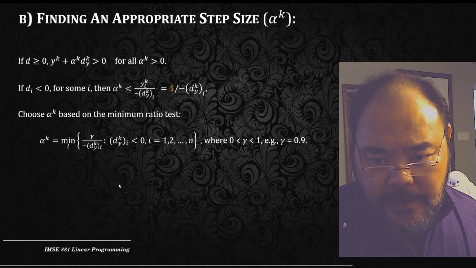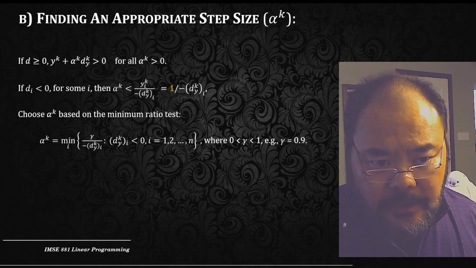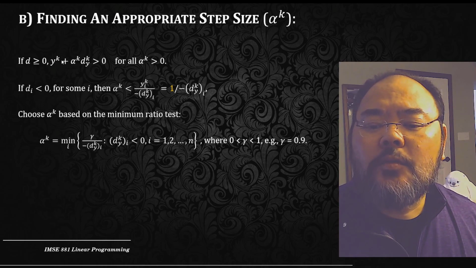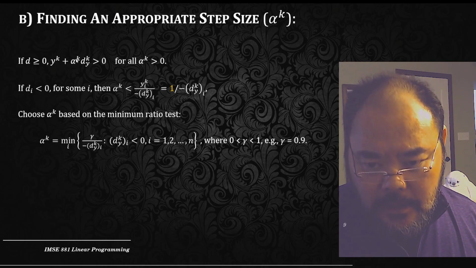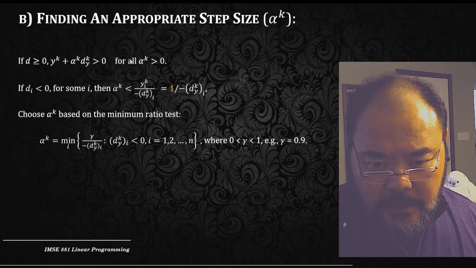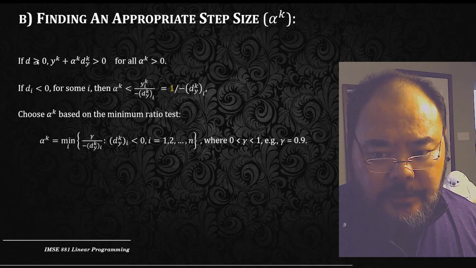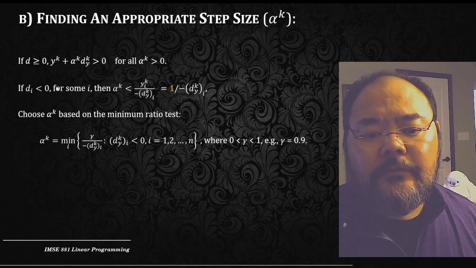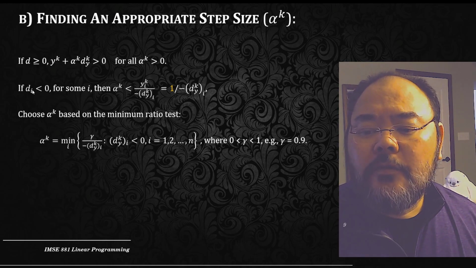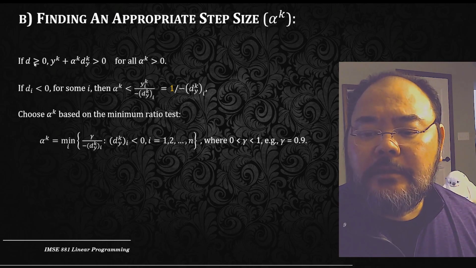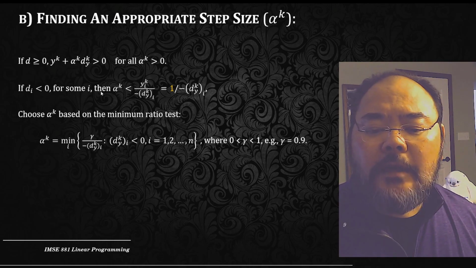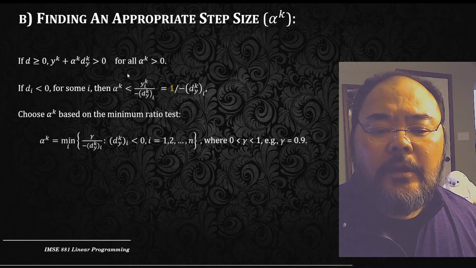The second, part B, is finding an improved appropriate step size, alpha k. Since yk plus 1 equals yk plus alpha k times dyk for all alpha k greater than 0, and d is greater than 0, it is therefore still maintained in the relative interior. So we're going to find out, for each one of the di elements in the d vector, for some i, what is the largest step size alpha k can go.